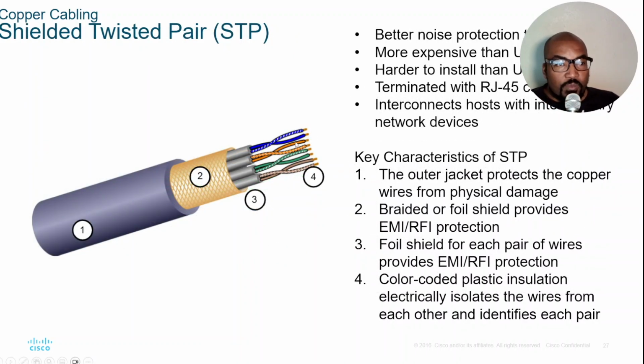Shielded twisted pair has better noise protection. It is pretty expensive. It is terminated with RJ45 connections. Some of the key characteristics: the outer jacket protects the cable wires from physical damage, and the braided foil gives a lot of EMI or RFI protection. So it protects it from those signals. It's kind of like going through a tunnel, protected from the outside, right?